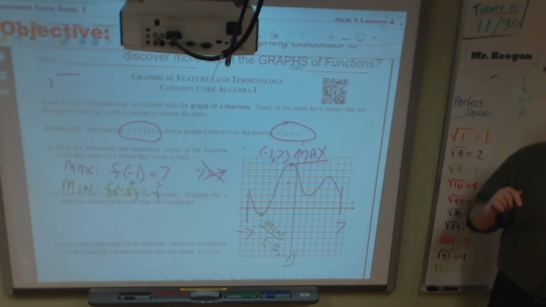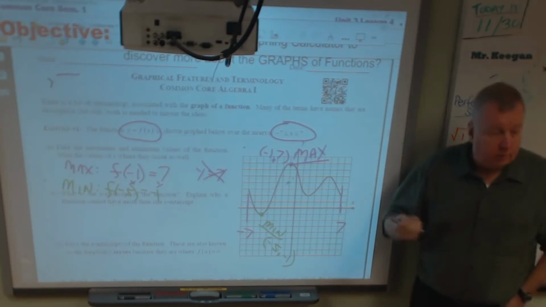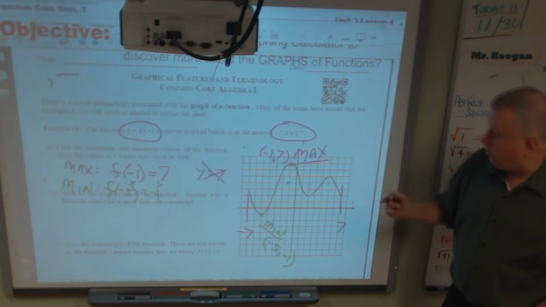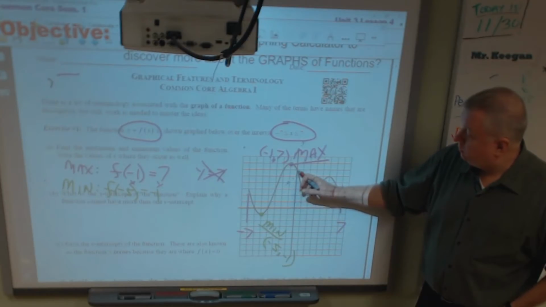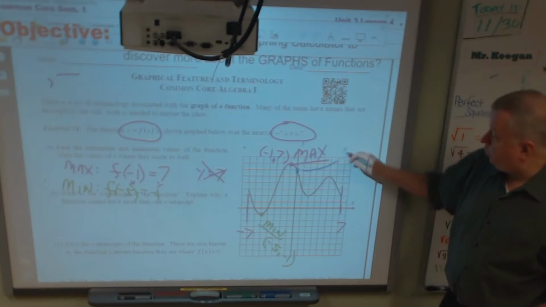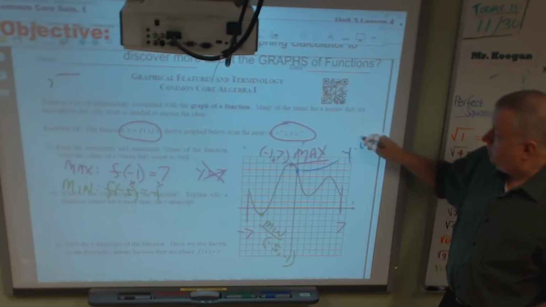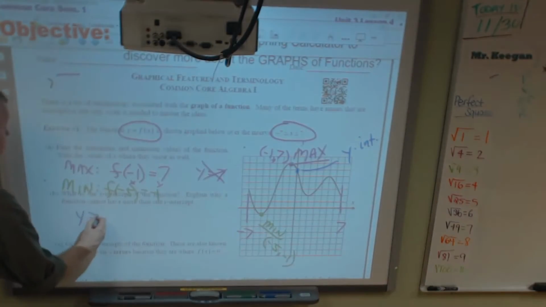What's the y-intercept here? Where does the graph cross the y-axis? That's what it means by y-intercept. What's the value of y? 6. Right? That's your y-intercept. So we're going to say y is equal to 6.